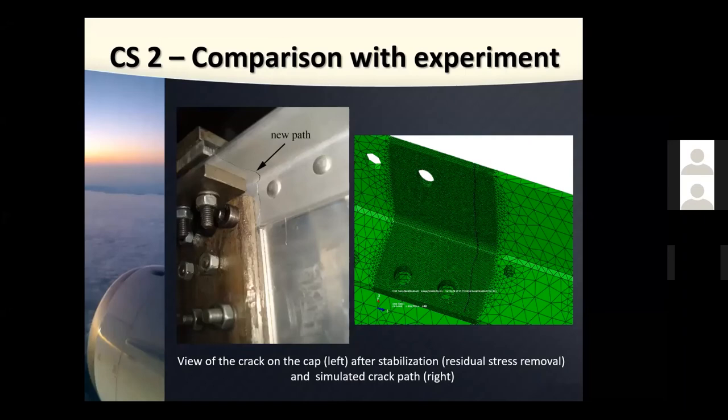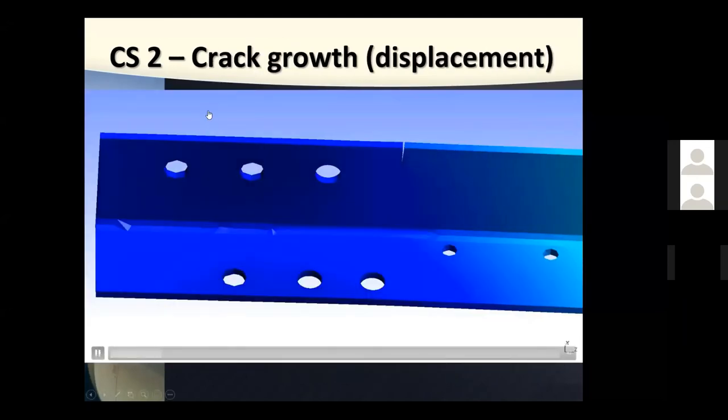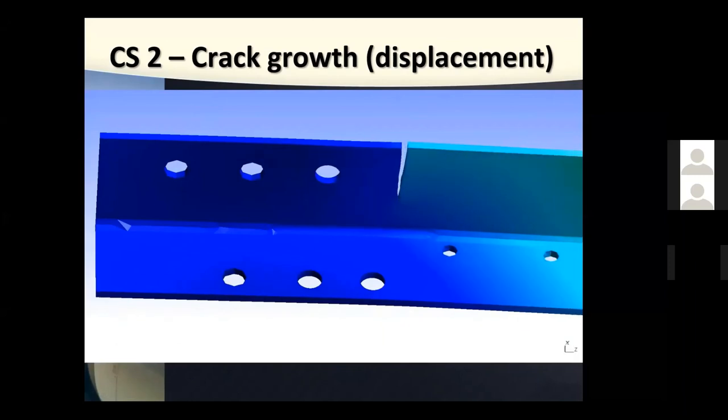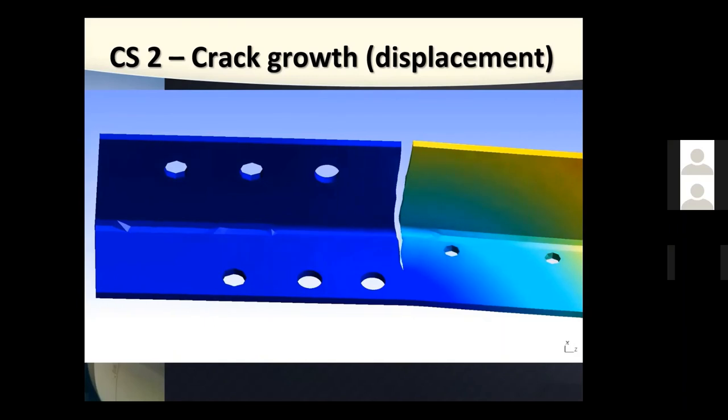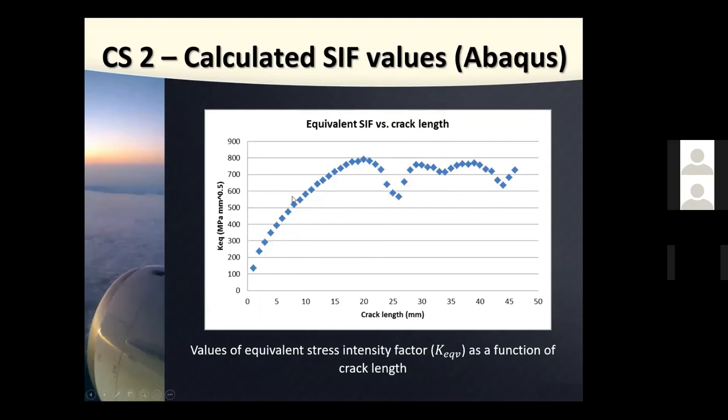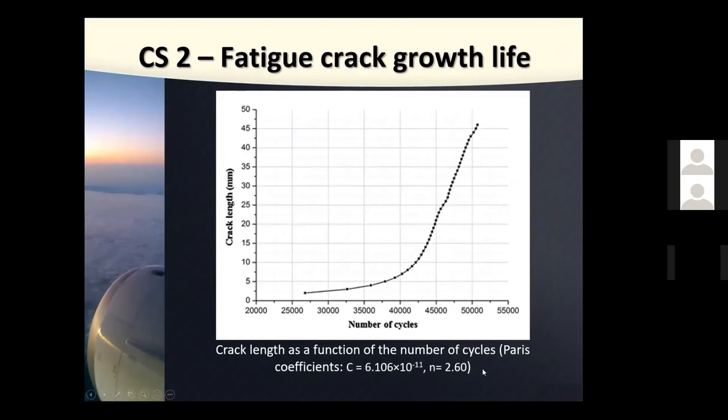So this means that if numerical simulation is well defined, it can help us identify some bad design before we build that part on the aircraft. And you can see here this 3D path when the crack is changing the plane in which it propagates. Then we calculated the equivalent stress intensity factors for crack length and estimated fatigue life using Paris coefficients that you can see at the bottom of this slide. We got that the crack will break this spar after 50,000-something cycles. In the experiment, we got something about 58,000 cycles, so very close to the average value in experiments.